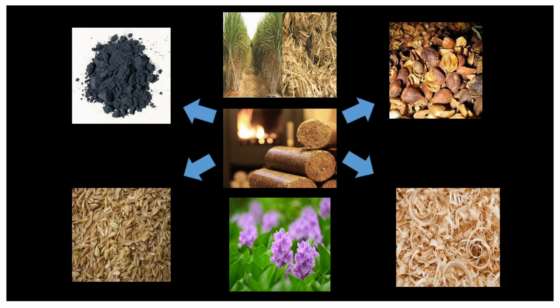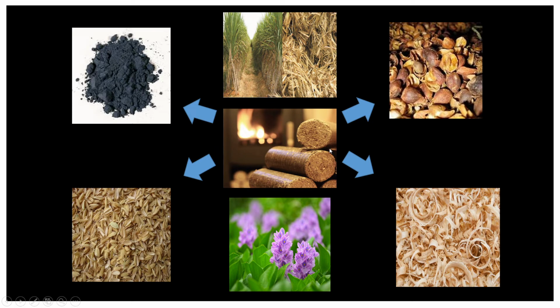So then we can see what are the materials which can be used for biomass briquettes. We can use charcoal dust, that is the dust which is produced from charcoal. Then sugar cane bagasse, that is the material of sugar cane left after the removal of entire juice. Then coffee husk, rice husk, water hyacinth, sawdust. So all these materials can be used.